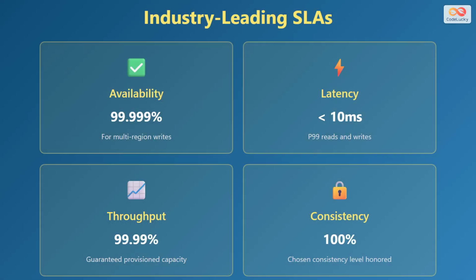Cosmos DB offers industry-leading service-level agreements. For availability, you get 99.999% uptime for multi-region write configurations. Latency is guaranteed at less than 10 milliseconds at the 99th percentile for both reads and writes. Throughput is guaranteed at 99.99%, ensuring your provisioned capacity is always available. And consistency is honored at 100%, meaning your chosen consistency level is always maintained. These SLAs make Cosmos DB one of the most reliable database services available.